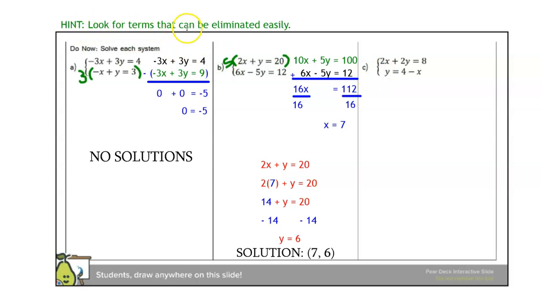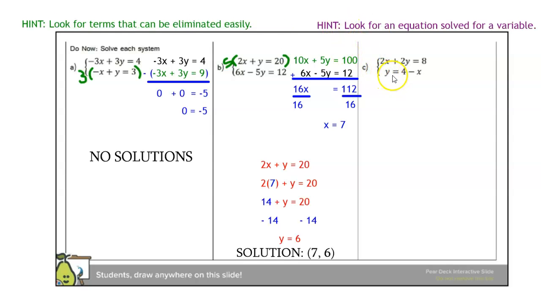I'm looking for terms that can be eliminated easily. That's going to give us the elimination method. However, if I have an equation that's already solved for one variable, I'm going to be using the substitution method. So there's your hint. All right, so we're going to take the value of y, which is 4 minus x, and substitute it into the equation up here, which is 2x plus 2y is equal to 8. Then we're going to solve the equation. So here's how it looks.